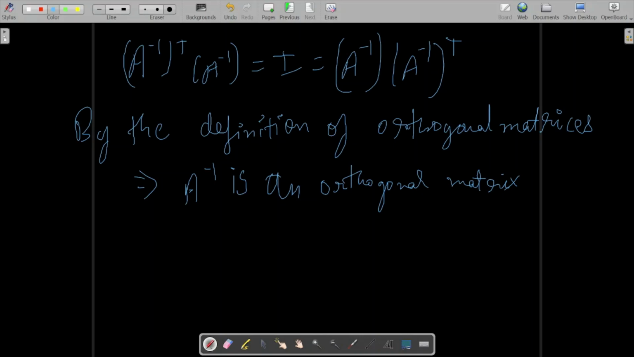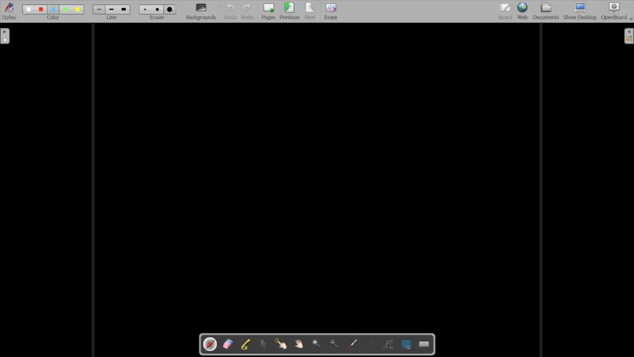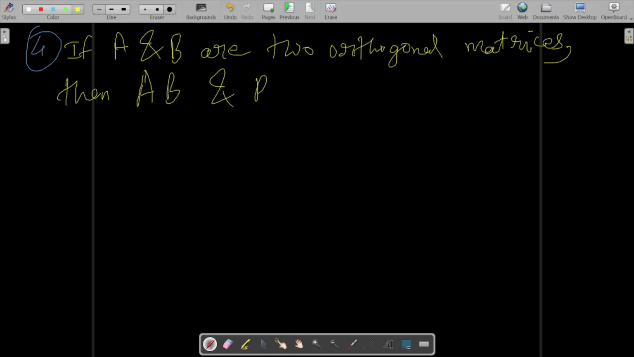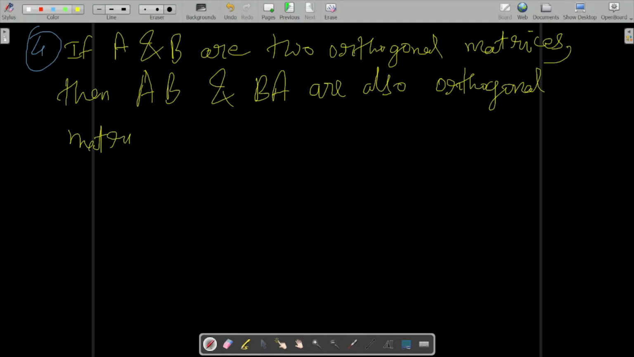Now the fourth property. The fourth property is like this: if A and B are two orthogonal matrices, then AB and BA are also orthogonal matrices.